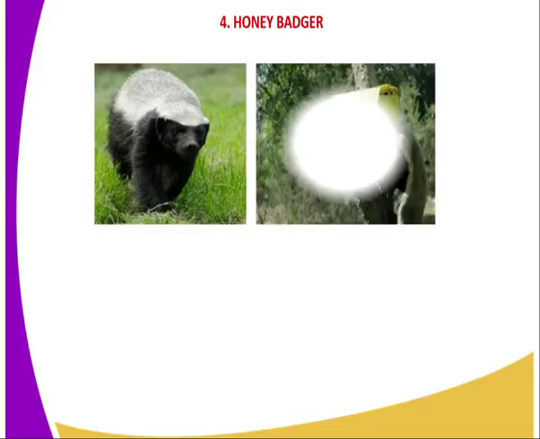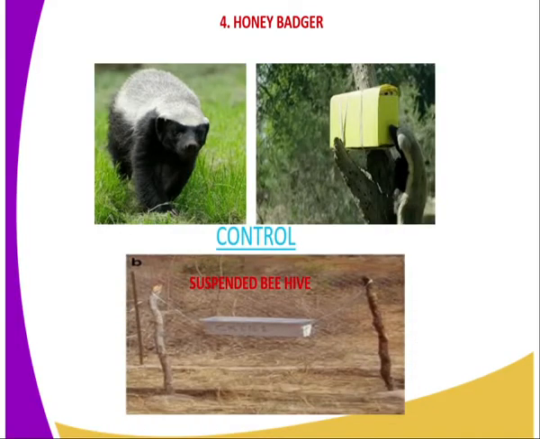The honey badger should be controlled by suspending the beehive using a wire, and by the time the honey badger comes to invade the beehive, once it tries to step on the beehive it will swing, therefore displacing the beehive from one position to the other, and the honey badger will end up falling down, and in so doing it will not be in a position of reaching the honey inside the beehive.